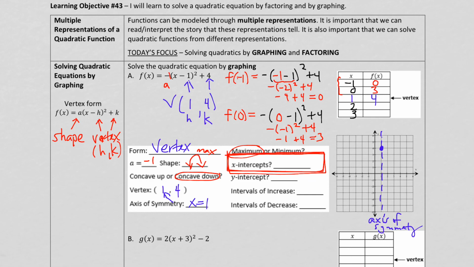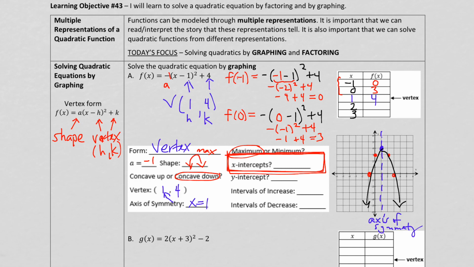When I plot these 2 points now, the point (-1, 0) is going to be here at negative 1, 0, and the point (0, 3) is going to be here. So I can now reflect these points over the axis of symmetry, just like that. And if you look carefully, I've now graphed my parabola. I kind of missed, but you guys get the point.